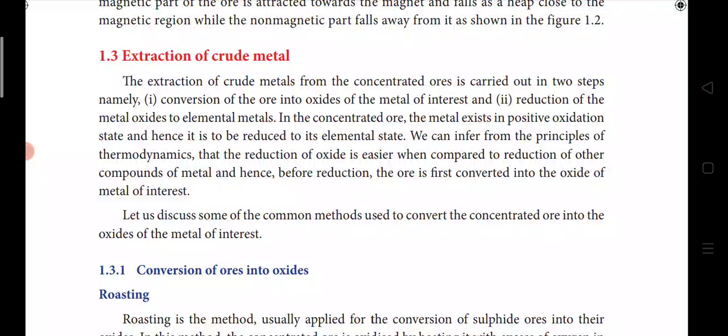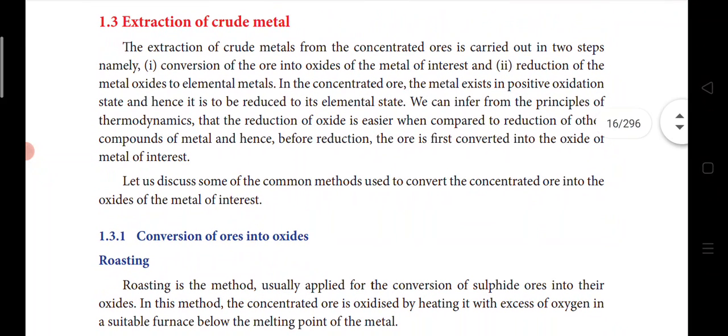From there we need to get the crude metal, that is, the metal of our interest, the main part of the metal. The remaining fine impurities we have to remove in the next process, the extraction of crude metal. This extraction of crude metal involves two steps. One is the conversion of ore into oxides of the metal of our interest, and the other is the reduction of that metal oxide to the elemental metal.